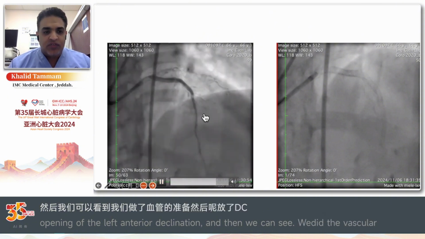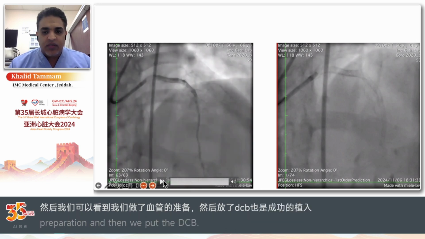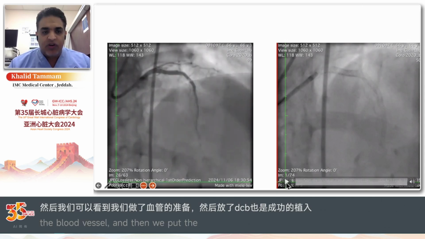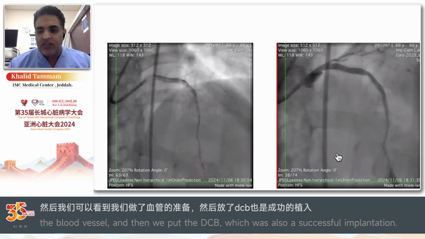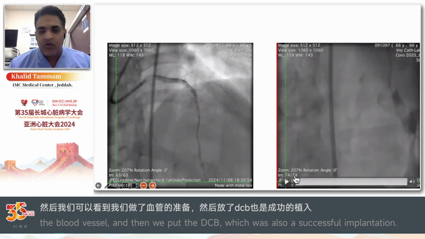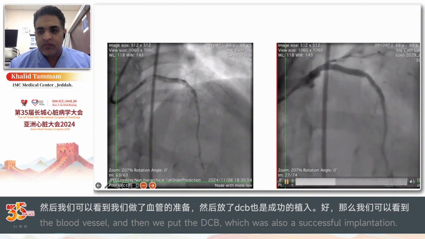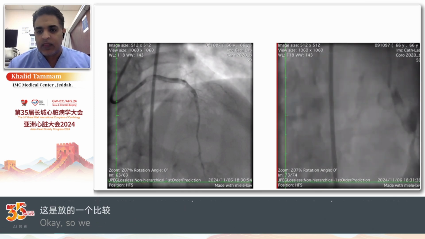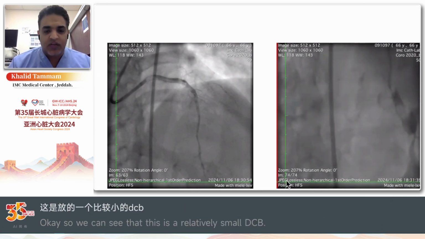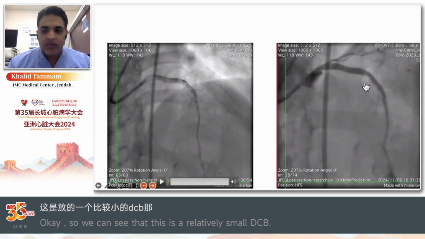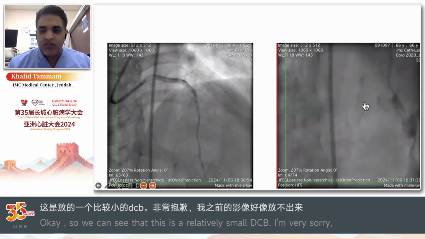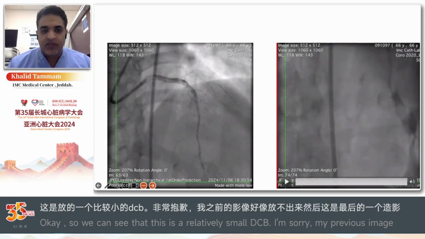This was all in-stent restenosis. And here finally is the artery after we opened it. This is after DCB. It's a small vessel disease. This is the final result. I'm so sorry the first image did not appear. I don't know why. But this is the final result, and this is an example of where we should use the DCB in this vessel.